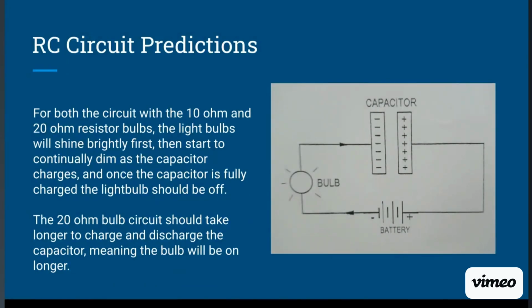Moving into the RC circuit, which is the circuit with the resistor, battery, and a capacitor, we will build 2 circuits where there's a 10 ohm light bulb and a 20 ohm light bulb. However, both circuits will have a 9 volt battery and a 200 microfarad capacitor.